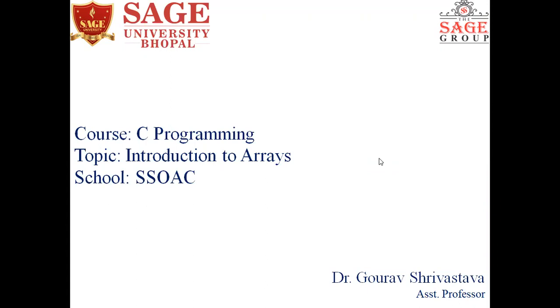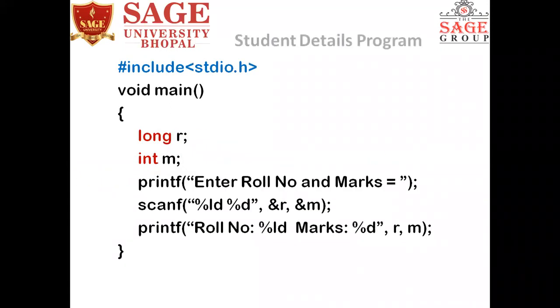My today's topic is Introduction to Arrays. So, first, have a look at this student details program. Here, we have declared two variables for roll number and marks. And in this program, we are going to print the roll number and marks of a single student.